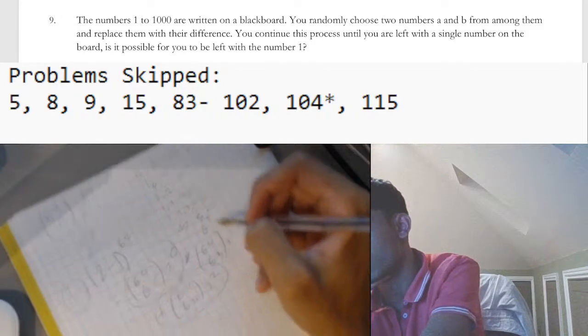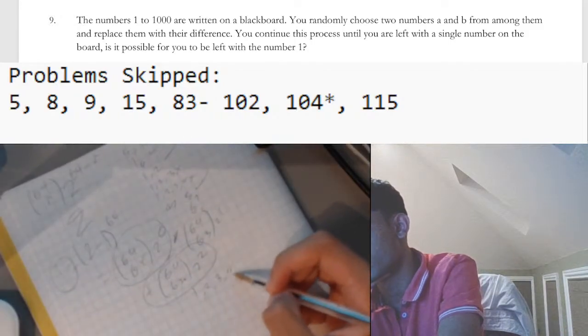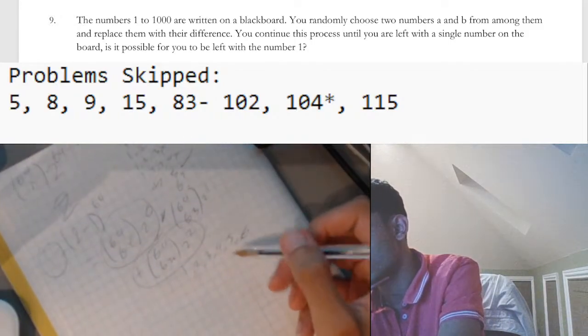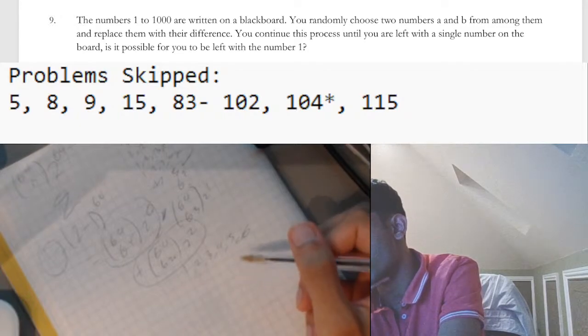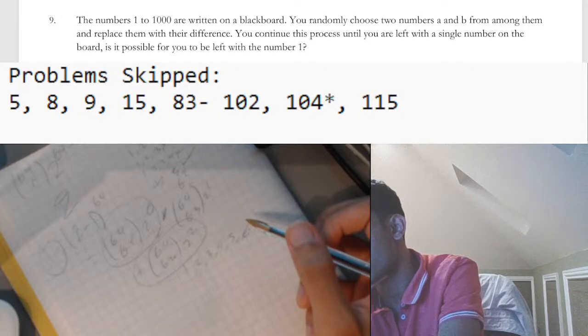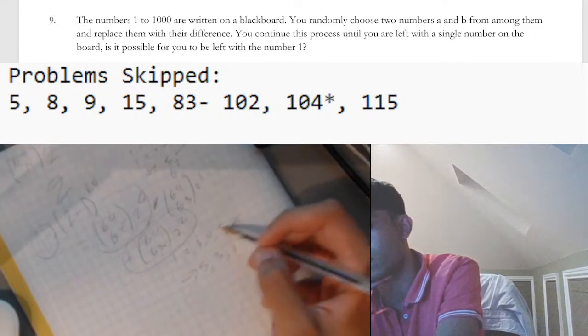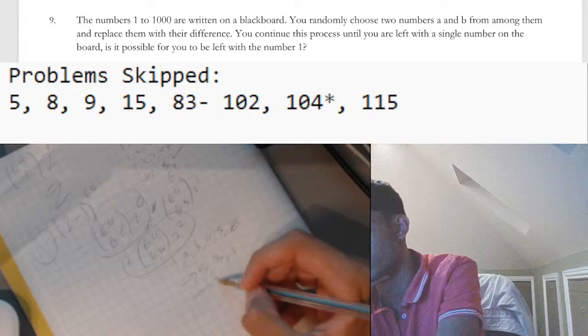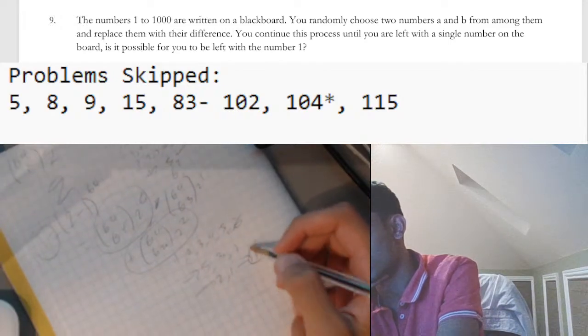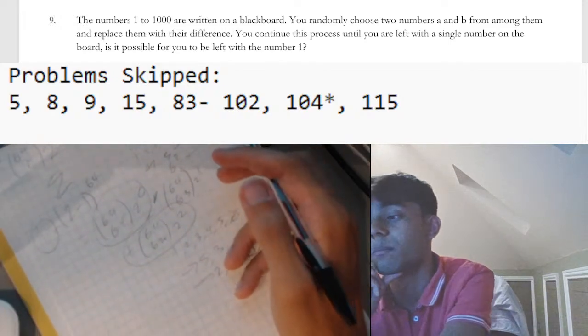For 6, you can, because you can go 5, 3, 1 if you take these pairs, and then this goes to 2, 1, which goes to 1. Okay, so I think it's like a mod 4 thing.